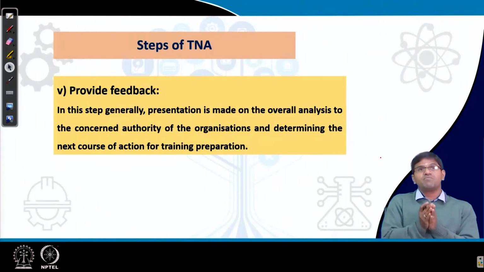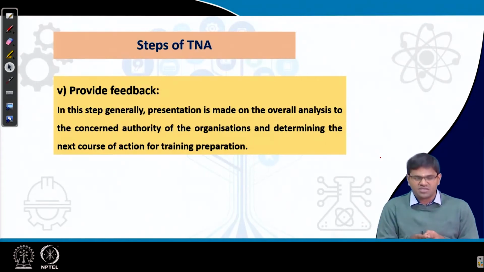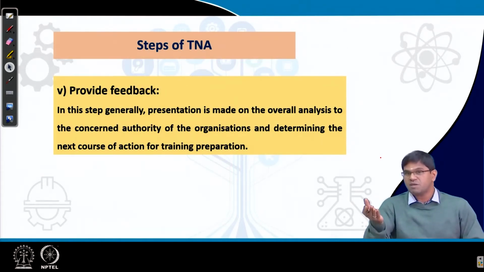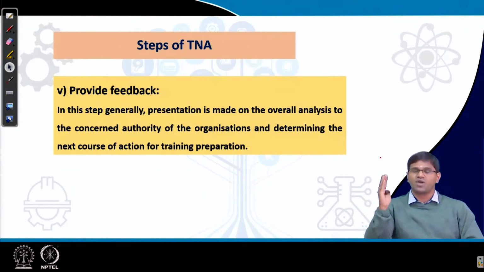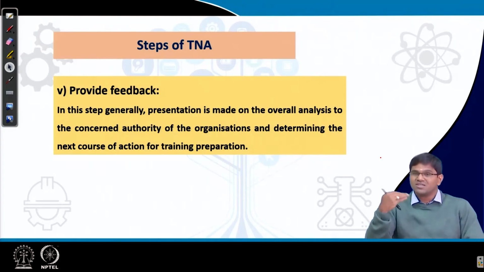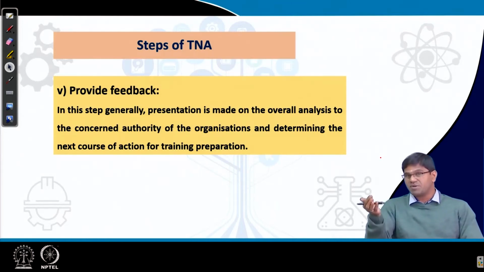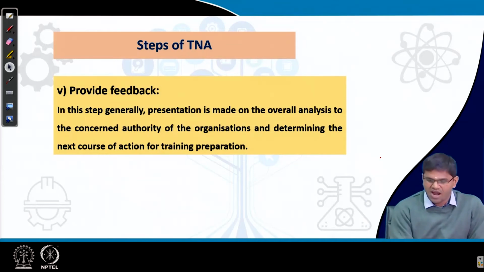Then comes providing feedback. Generally a presentation is made on the overall analysis to the management people, generally to the bosses in an organization. Yes, you will present how you conducted your training need assessment, what are your observations, what are the results of the training need assessment to the boss, so that they will decide what should be the next course of action for training preparation, because you would have identified and provided recommendations.